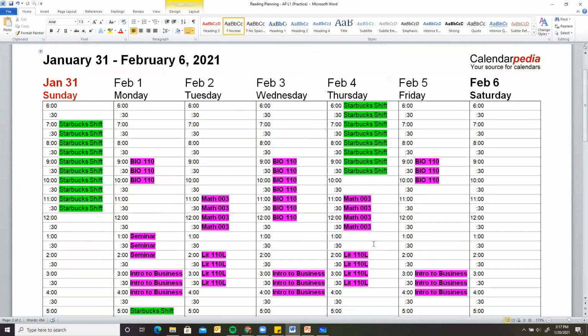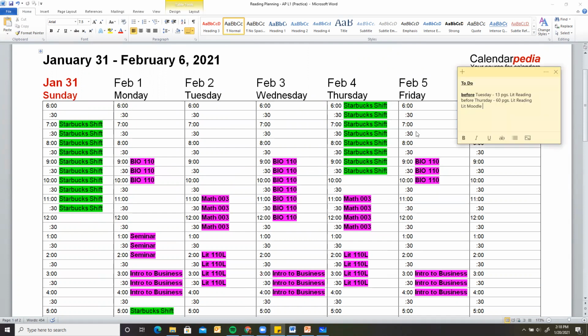After you have that done, it's important to make a list of tasks you need to complete for the week. So in this case, since we're talking about this literature course, I thought it would be best just to record the things we need to get done for the week. So we're going to go ahead and pull back up our syllabus to see what we need to get done.